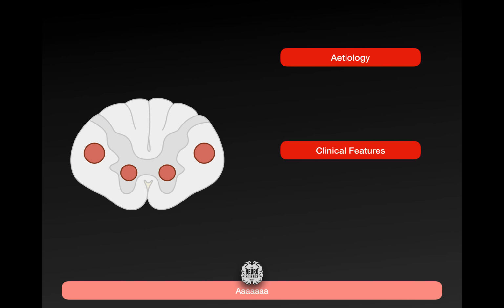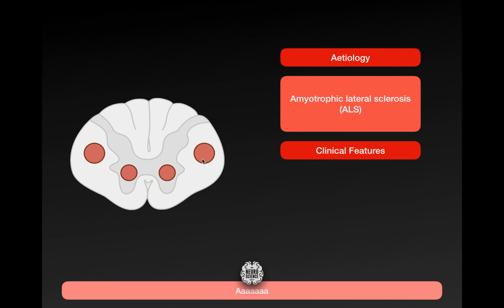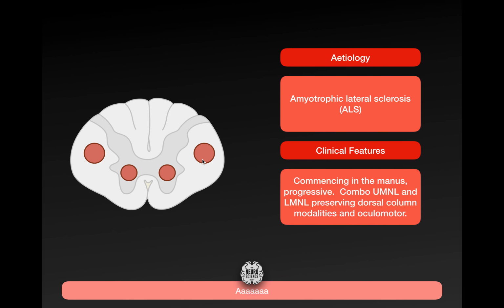Now, what is this? So this at first glance appears like SMA or polio, but we have injury here as well. So this is ALS because this is a combo of upper and lower motor neurons. So this is the corticospinal tract, the lateral corticospinal tract. So your upper motor neurons are lesioned and your lower motor neurons are lesioned. So amyotrophic lateral sclerosis is a combo of these things, and it usually occurs distally.